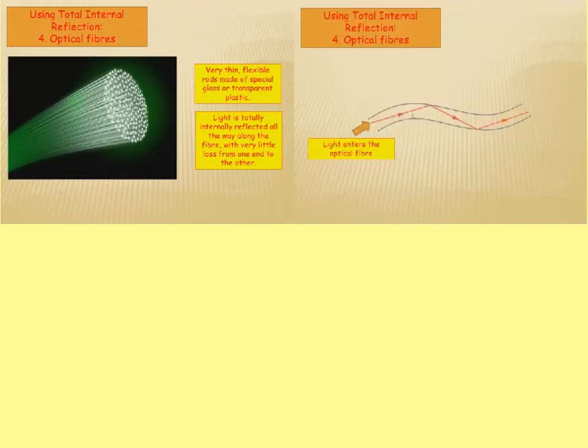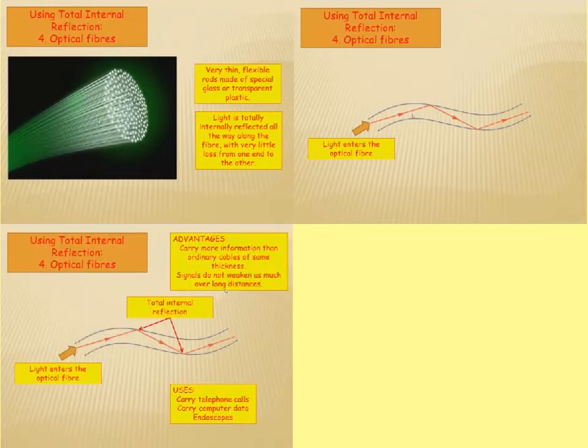Looking at optical fibers in a little bit more detail, as there might be questions around optical fibers in the exams. Light is totally internally reflected in these fibers, and therefore there's very little loss of information from one end of a fiber to the other. We see that in a little bit more detail as we go into one individual fiber. The light enters the optical fiber and is totally internally reflected along the line of the fiber itself.